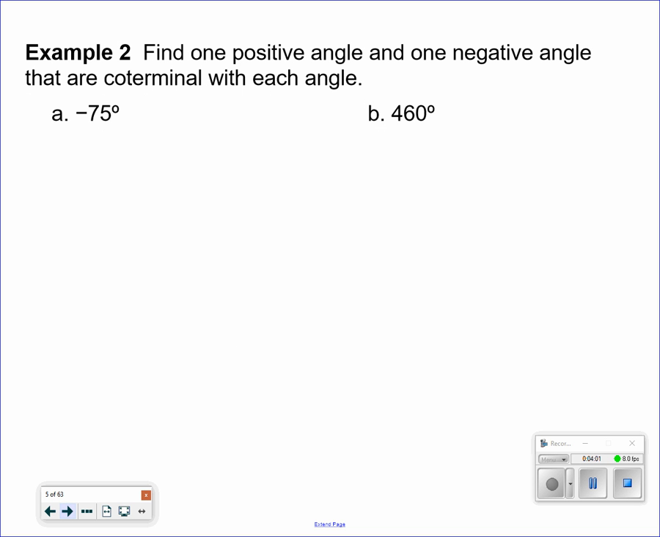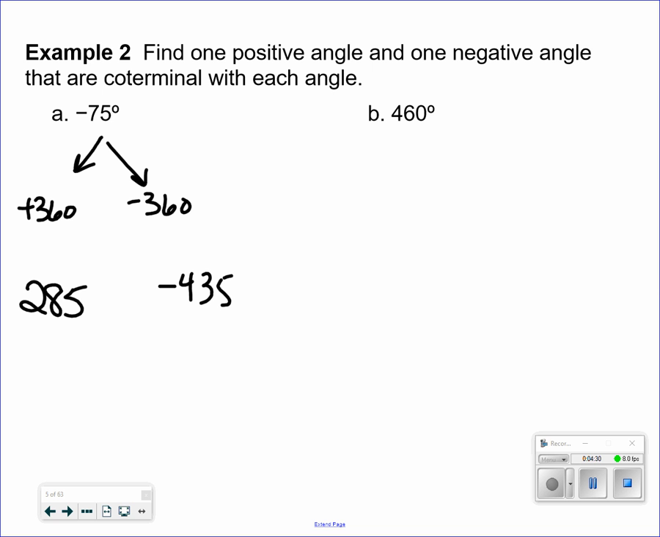All right, here we go. Find one positive coterminal and one negative coterminal for each. If I want to find a positive coterminal, I'm going to add 360 degrees. So if I added 360 degrees, I'd get positive 285. And then if I subtracted 360 degrees, I would get negative 435. Those two angles would be coterminal to negative 75. So again, adding and subtracting 360.